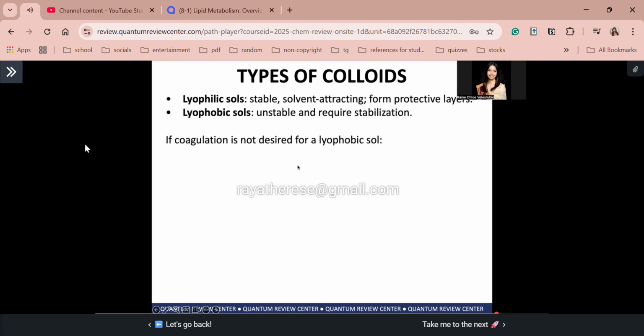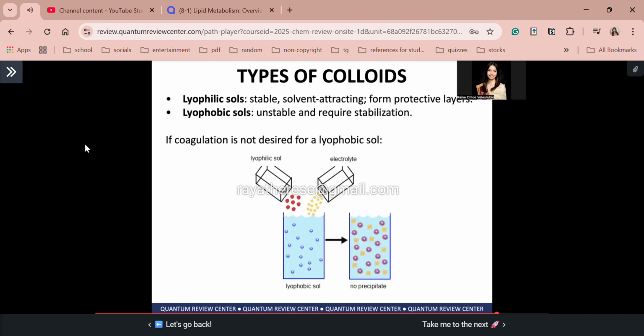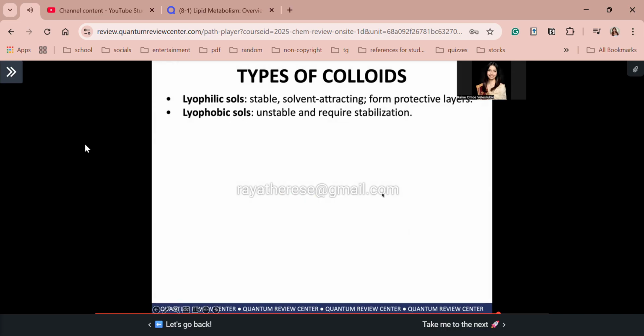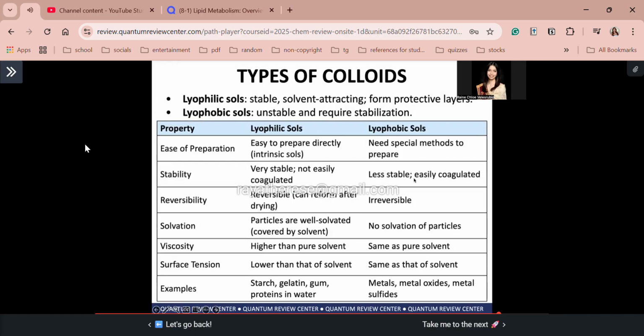So ang gagawin natin is to add, aside from the electrolyte, mag-add tayo ng lyophilic salt. Okay? Therefore, if you add a lyophilic salt to your lyophobic salt, because of electrolytes, no precipitate will form. So this differentiates lyophilic salts from lyophobic salts. So in terms of the ease of preparation, mas madaling mag-prepare ng lyophilic salts. However, for lyophobic salts, mas mahirap siyang gawin.